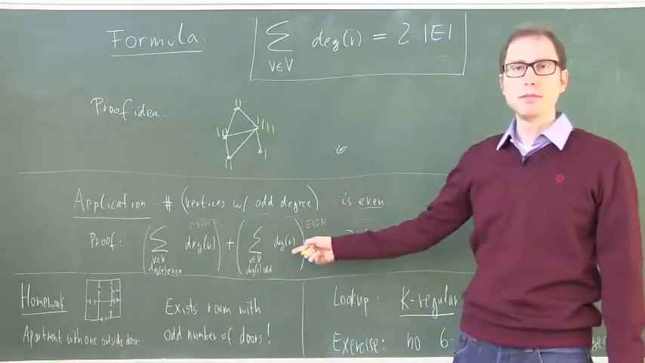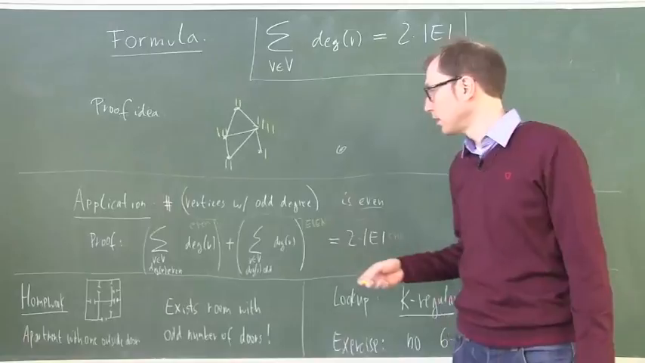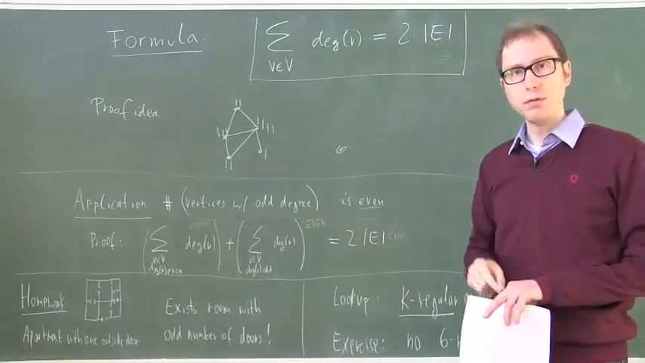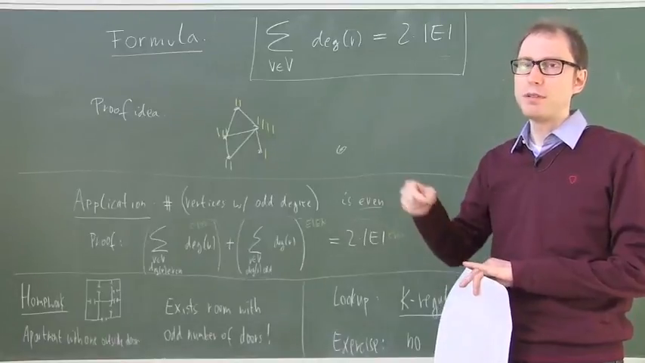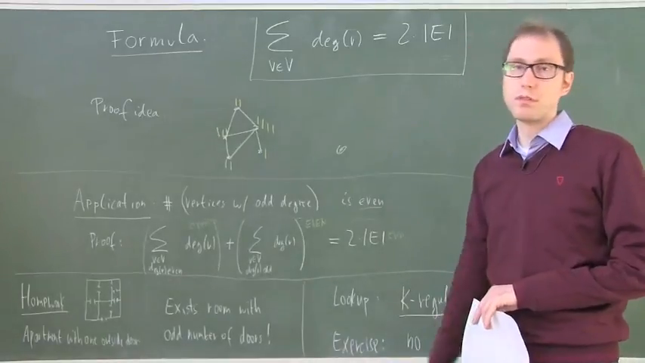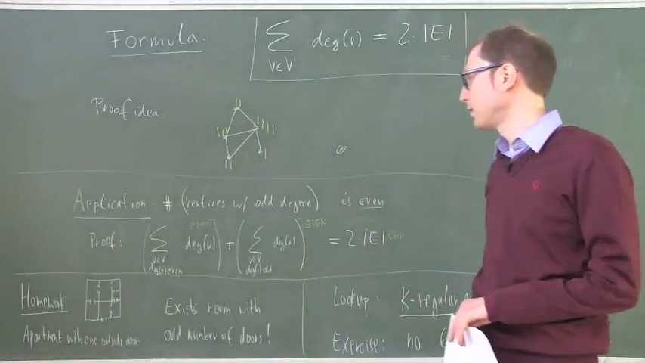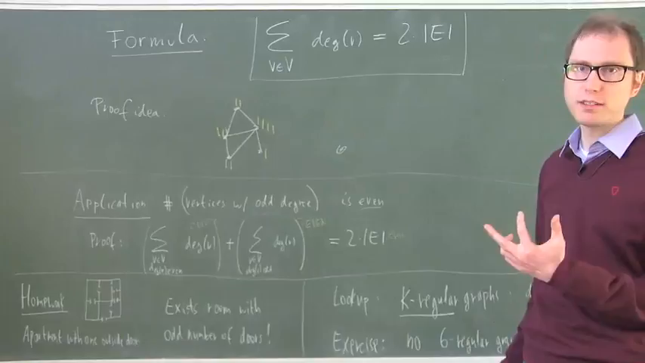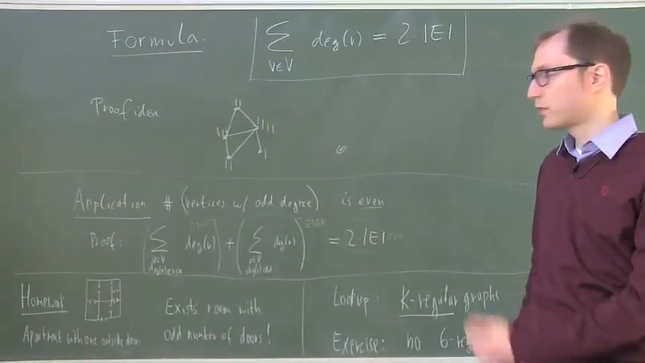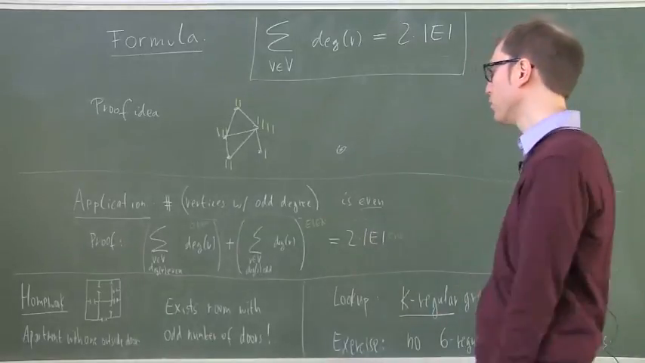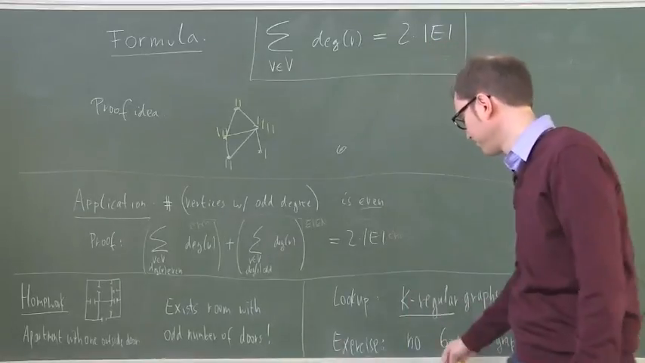But what are we summing up? We are summing up odd numbers. So if you have odd numbers and you want to sum them up so you get something even, you better sum up an even number of them, not an odd number. Because if you sum up an odd number 3 times, odd plus odd gives even, plus odd gives odd. So that's not what you want, so you need an even number of these odd numbers. So the number of vertices of odd degree is even.